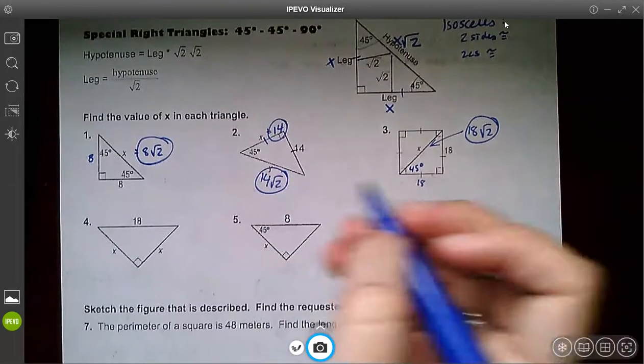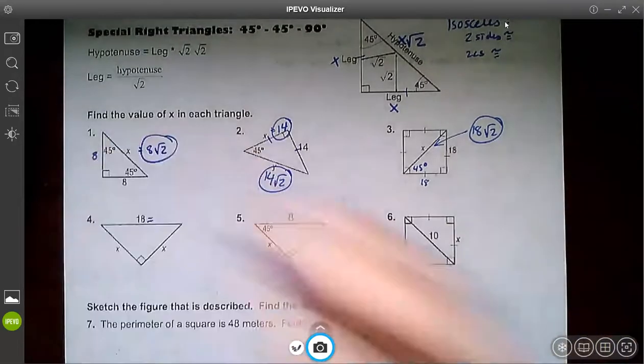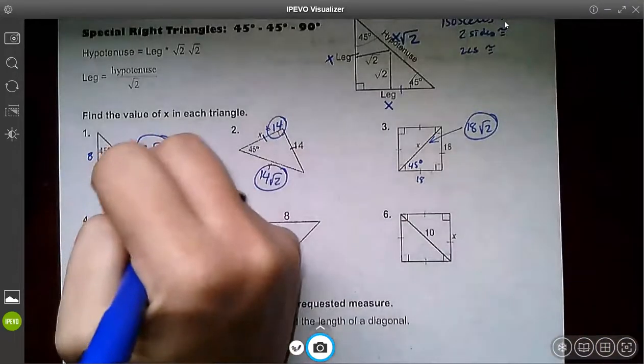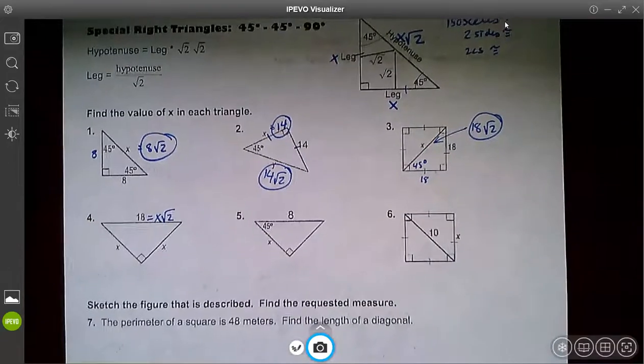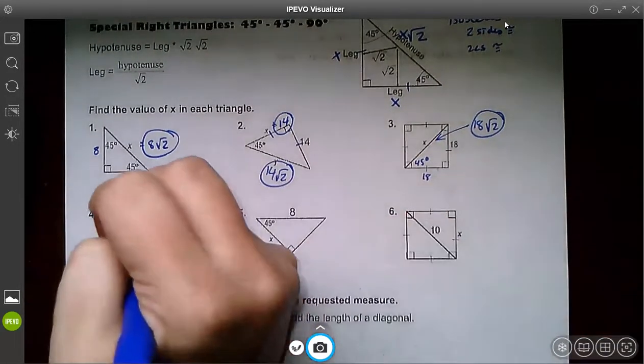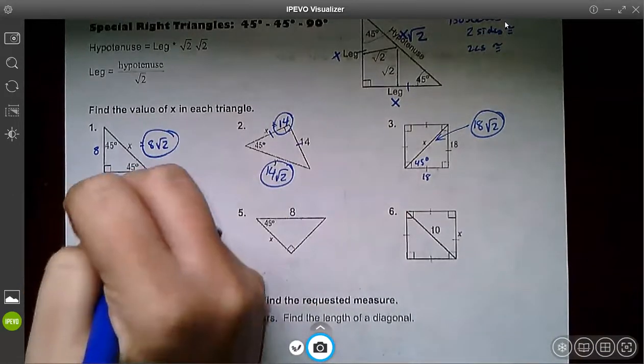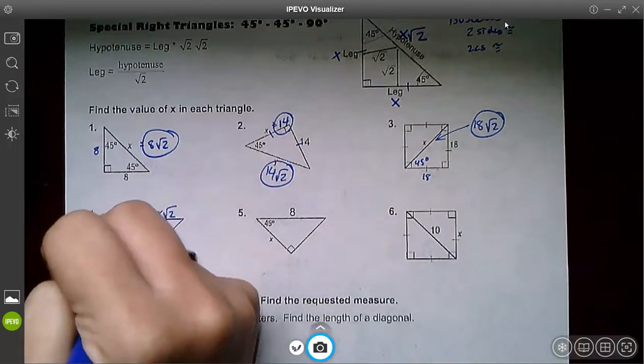When we're given our hypotenuse, to find our value of x, remember that our hypotenuse is equal to x times the square root of 2, or one of our legs times the square root of 2. We're going to do the same thing we did with the square root of 3. We have x equals 18 over root 2.